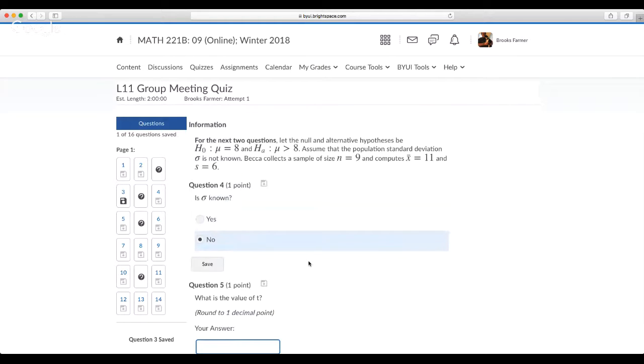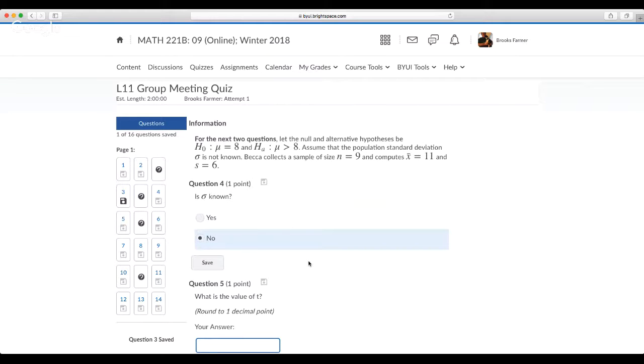The t score is pretty simple. It's like computing the z score, just with the s. You get 1.5 or 0.5? I got 1.5. Maybe I'm doing the math wrong. Can you describe what you did? I just did 11 minus 8 over 6 divided by the square root of 9. Yeah, that's right. I did 9 too. I'm not sure why I put the sample size twice. That makes sense.